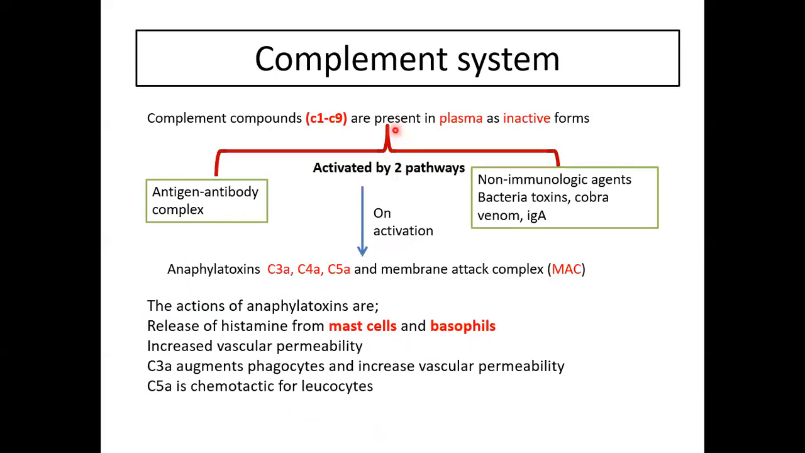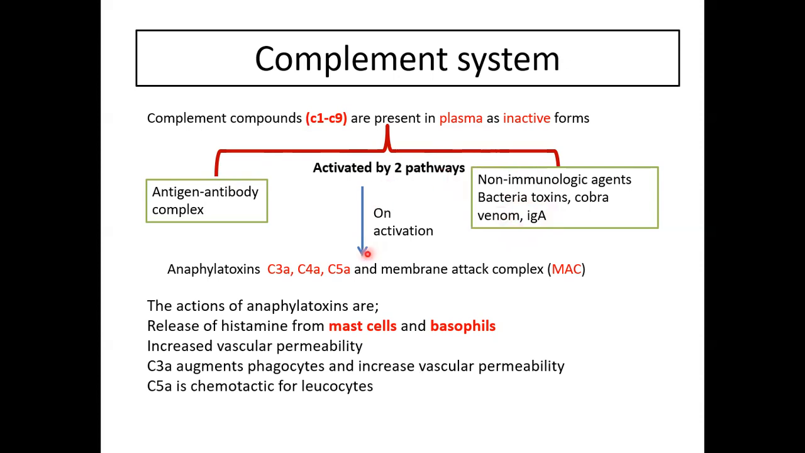Now the last system is called the complement system, which is also plasma derived. The complement components are C1, C2, C3, C4, up to C9. They are present in plasma as inactive forms, but when needed they are activated by two pathways: the antigen-antibody complex pathway, or non-immunologic agents like bacterial toxins, cobra venom, and IgA.